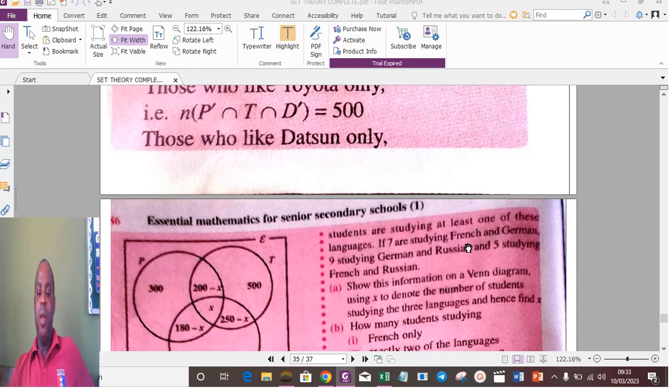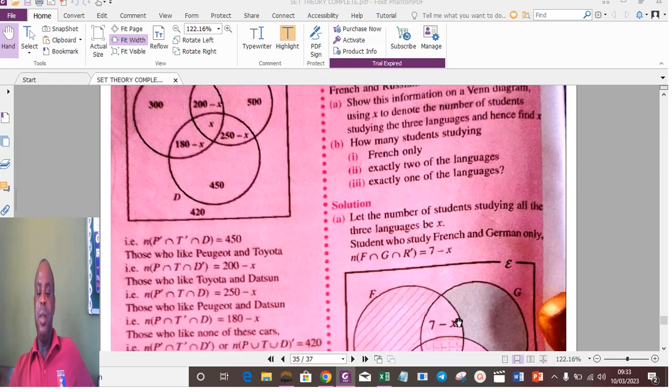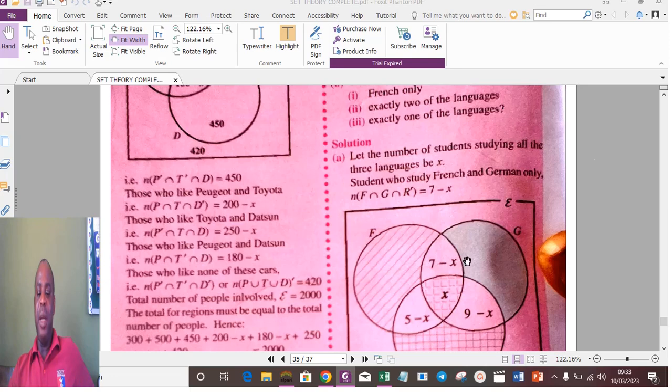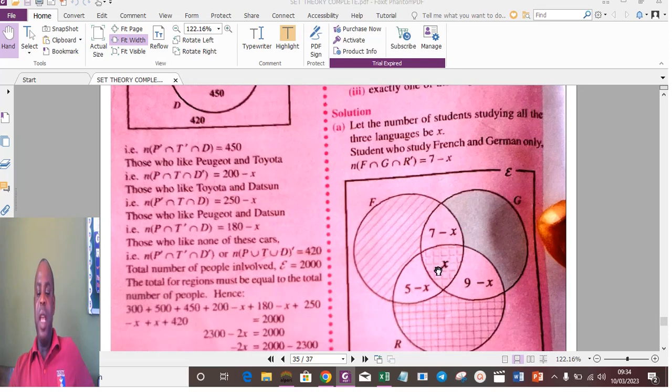Now let's look at this. French. You see, 7 are studying French and German. This one is French and German, but we want to get French and German only. That will be 7 minus S. See this S here, all the 3 languages. This S means all the students studying all the 3 languages. For French and German, you remove the ones studying the 3 languages from it, so that will be 7 minus S.